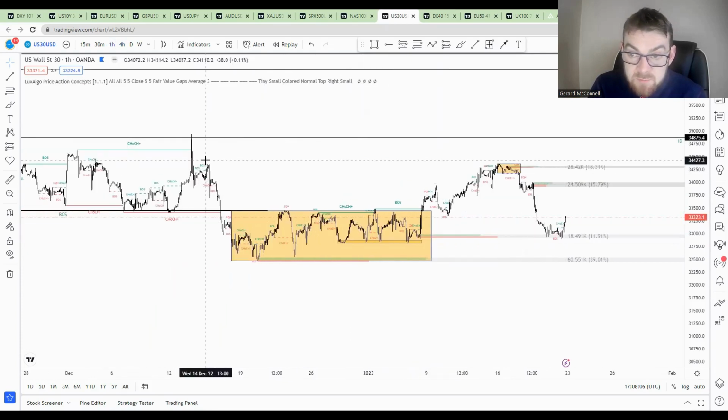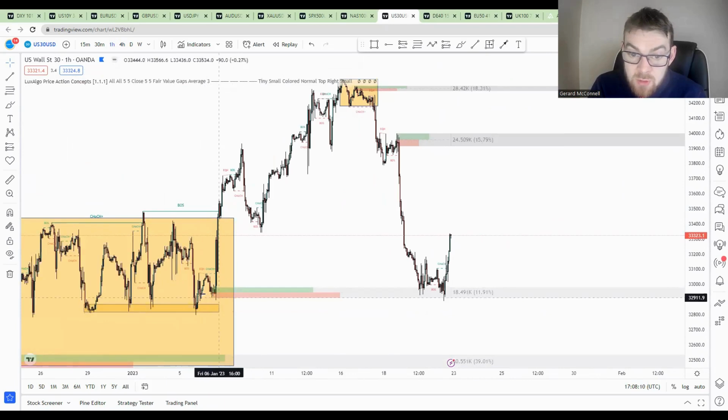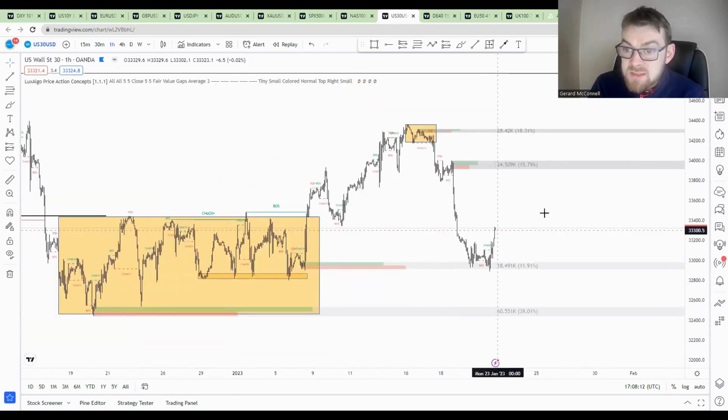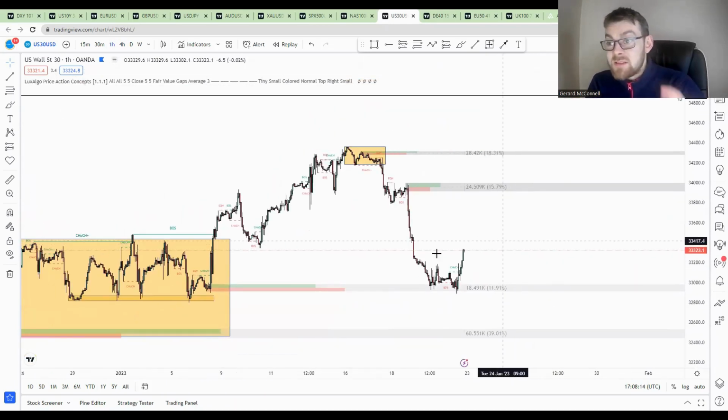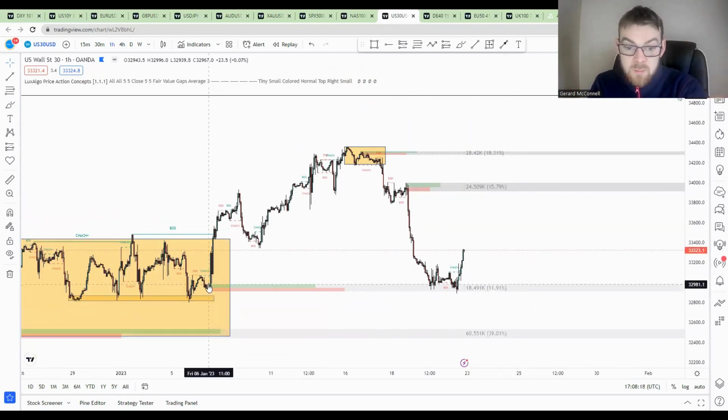And of course, we've seen that fairly clear run-off last week, all the way back to the NFP level. Now, why was the Dow Jones so weak last week in comparison to the Nasdaq and the S&Ps? Because it was the only one of the three indices that got back to the NFP level.